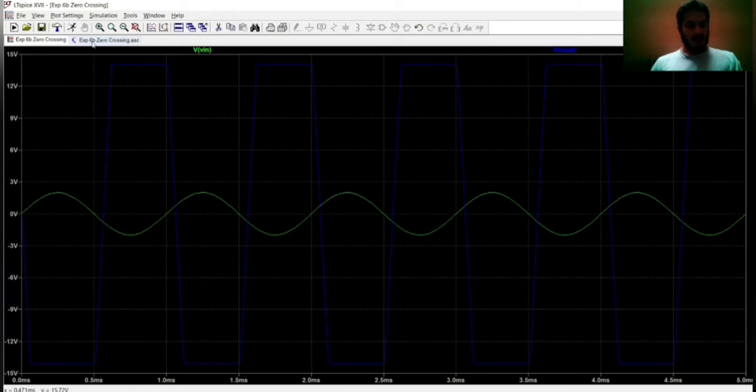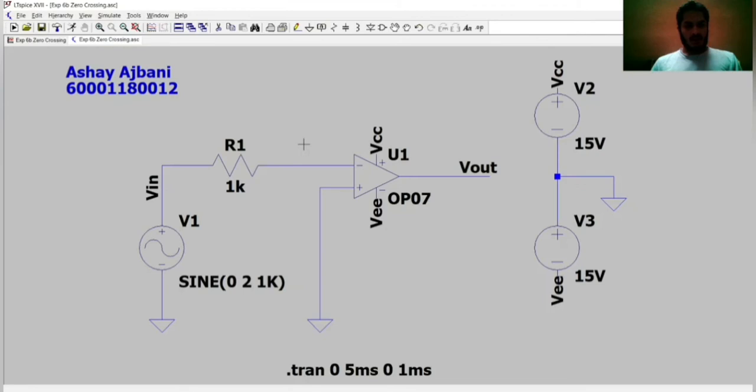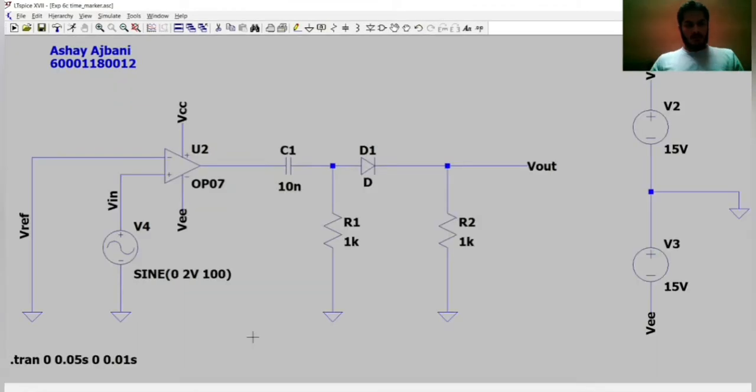Now let's look at another application, which is the time marker. This is the circuit diagram for a time marker application of open loop comparators. The initial circuitry is similar to that of the zero crossing detector. The output of the zero crossing detector is given to this capacitor, which will generate spikes whenever there is a high to low or a low to high transition. And this diode will basically remove the negative spikes, and only the positive spikes will remain at the output voltage.